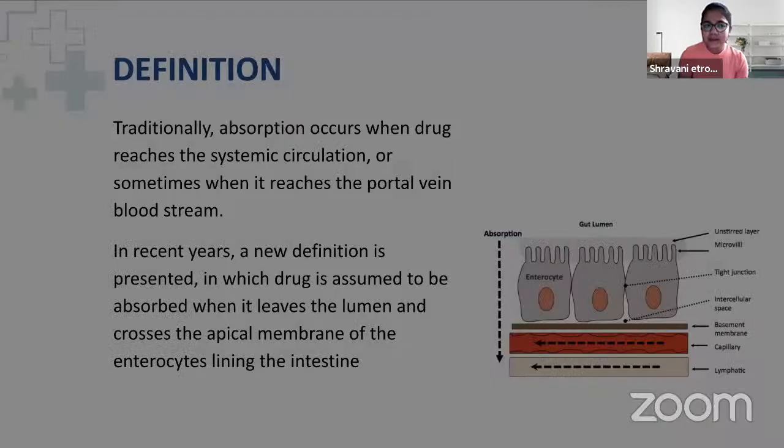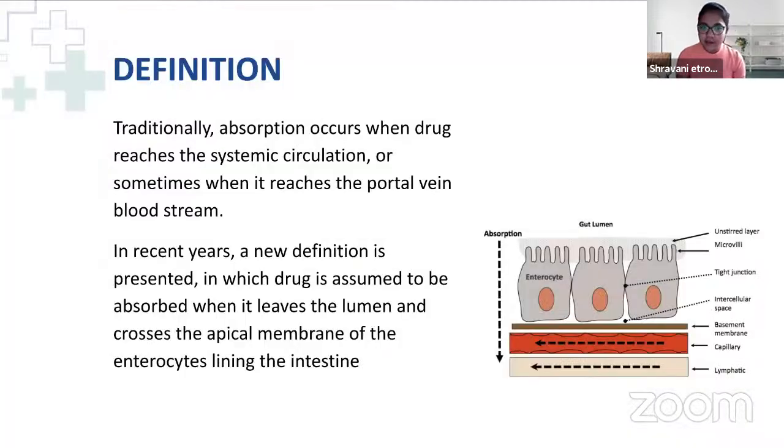Absorption. So what is absorption? Traditionally, absorption occurs when the drug reaches the systemic circulation, or sometimes the portal circulation, right? In recent years, a new definition has been presented in which the drug is assumed to be absorbed when it leaves the lumen and crosses the apical membrane of the enterocytes lining the intestine.